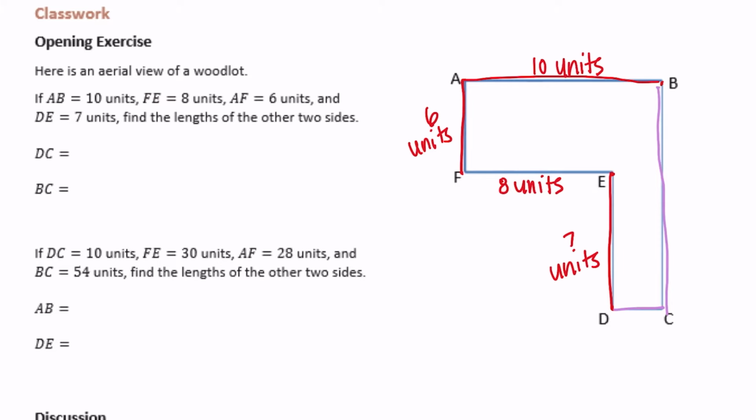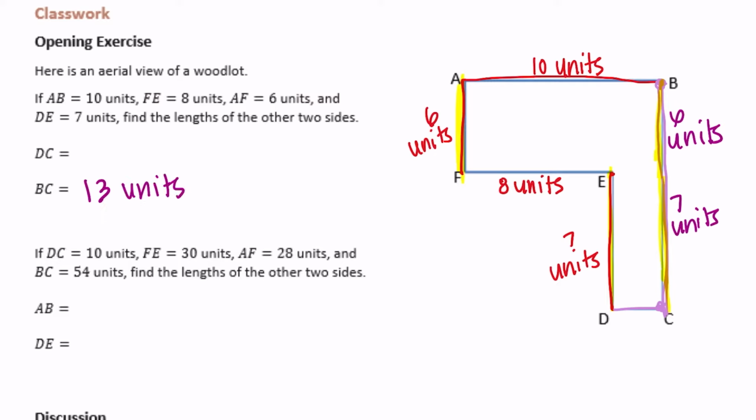So let's start with BC. BC goes from there to there, and we're going to have to look at some other measurements to find out what BC is. I know that AF is 6 units, so this part right here is 6 units. And then I know that ED, or DE, is 7 units. So this part is 7 units. Together, 6 plus 7 is equal to 13 units. So BC is equal to 13 units.